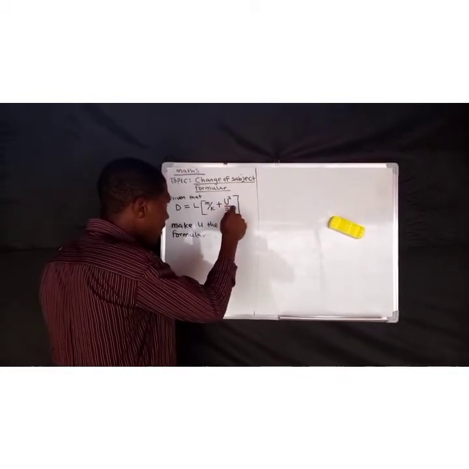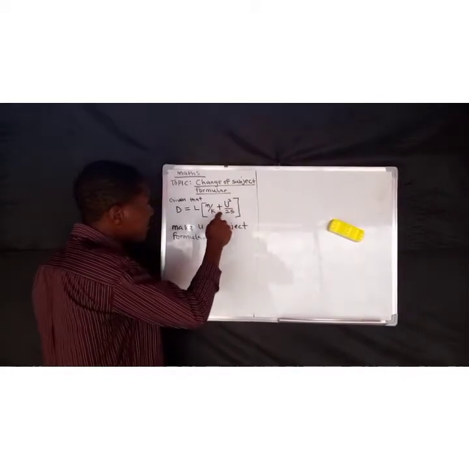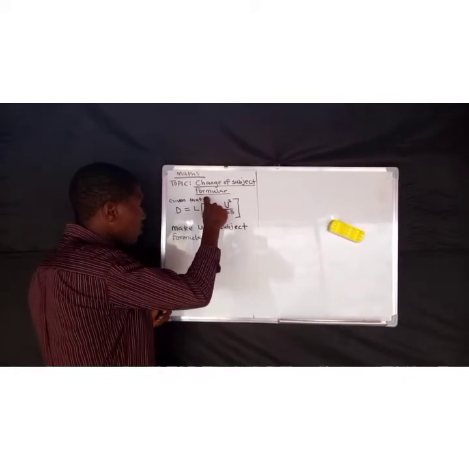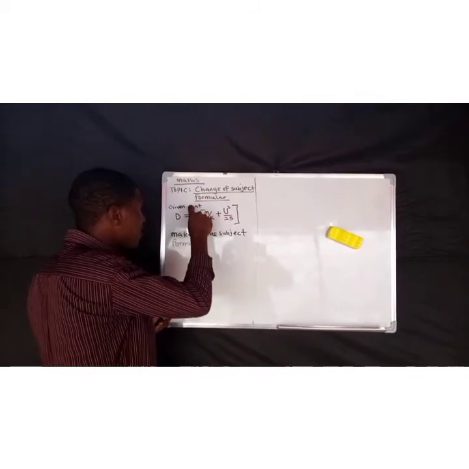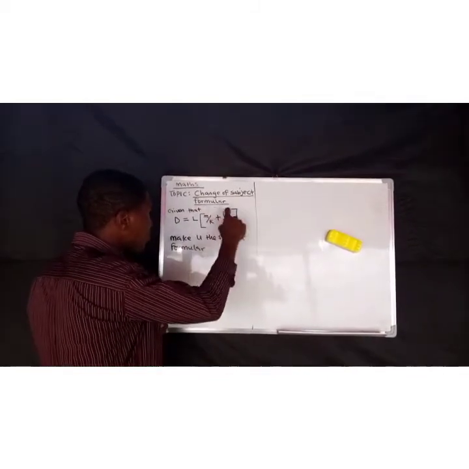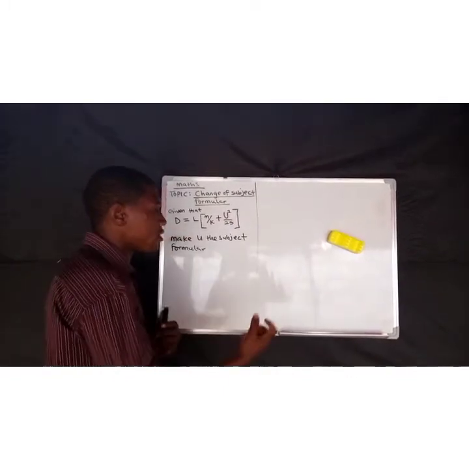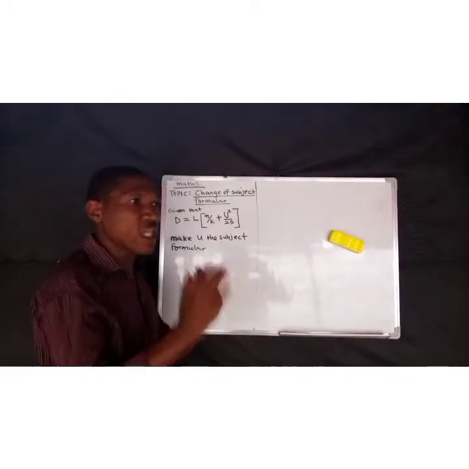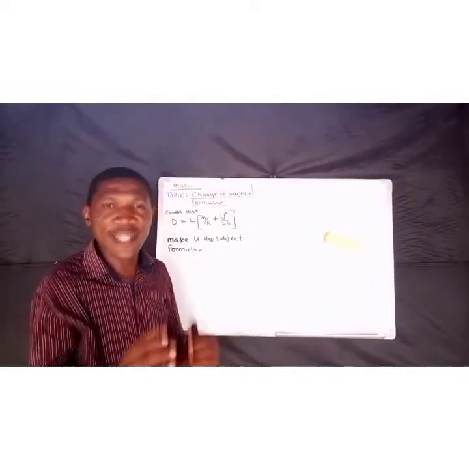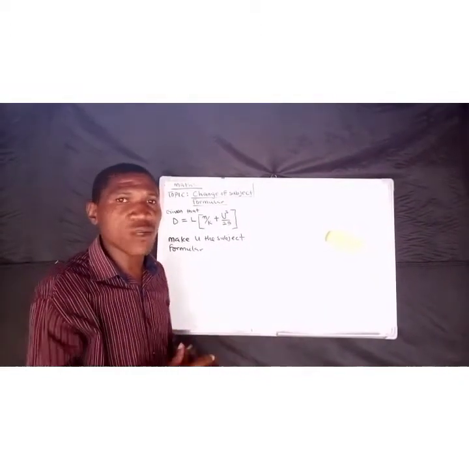So U is squared, divided by 25, then added to M over K, and then the expression in the bracket is multiplied by L. So I have to perform the operations backwards to be able to make U stand alone. The essence is to make U stand alone.